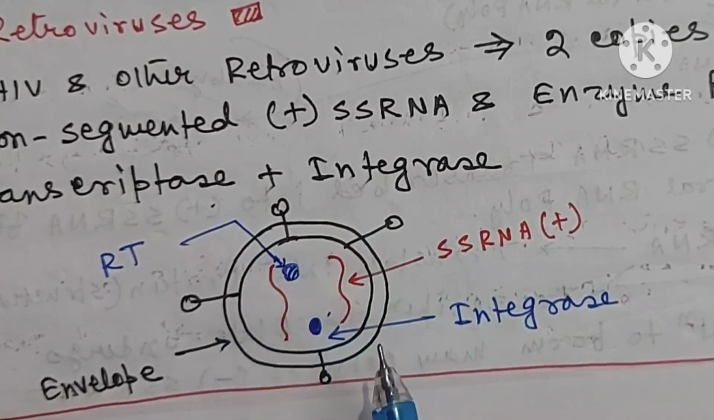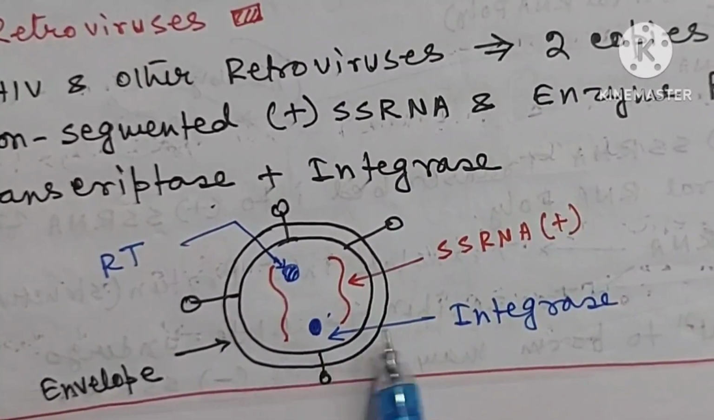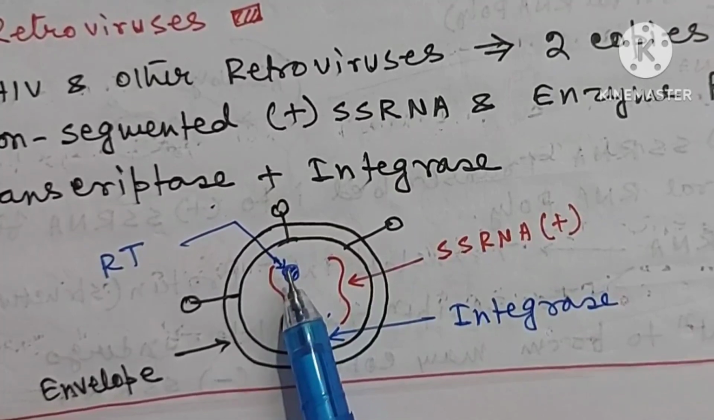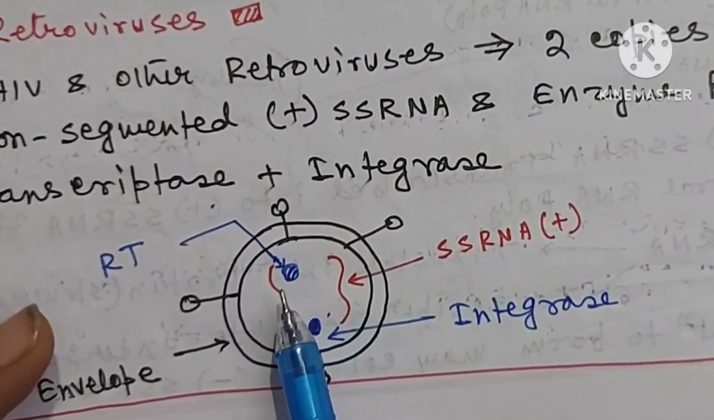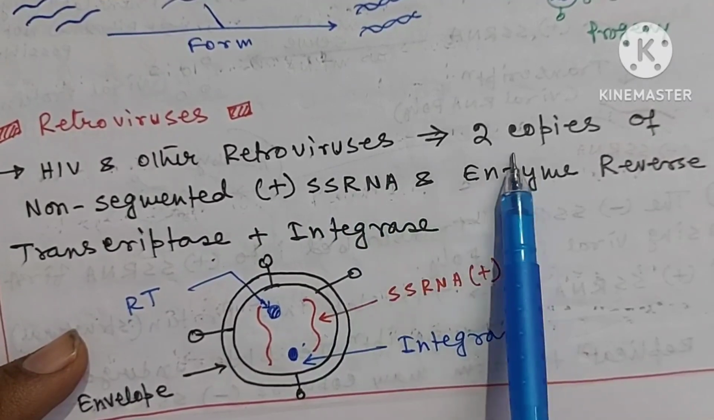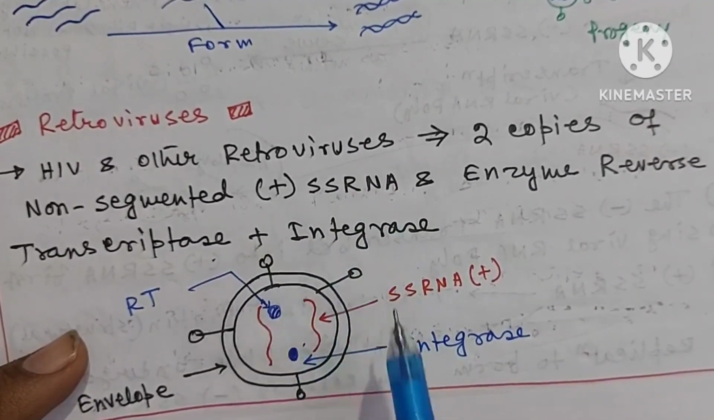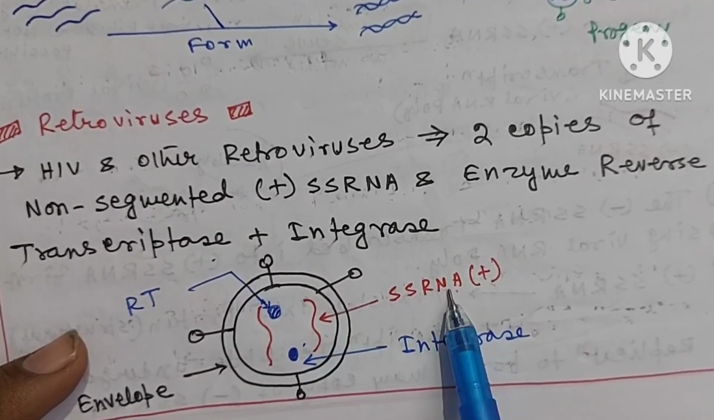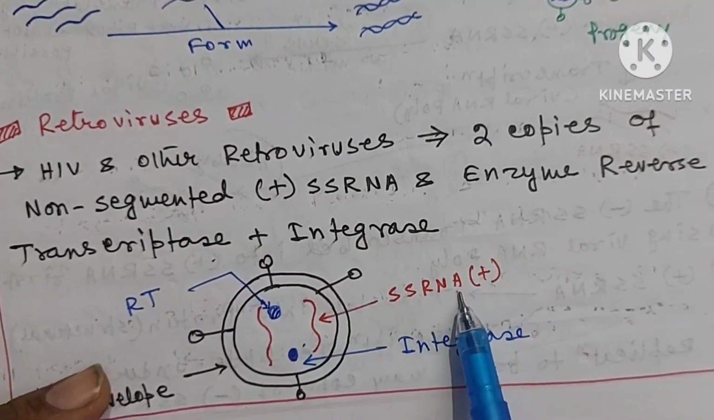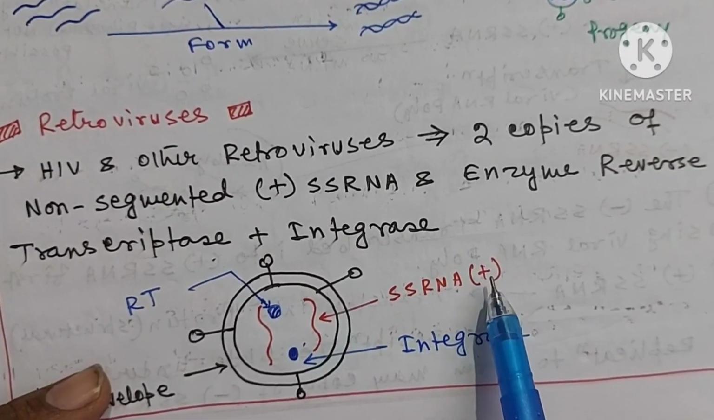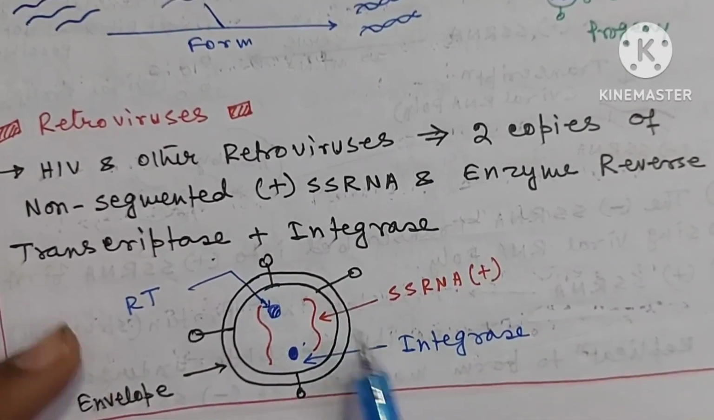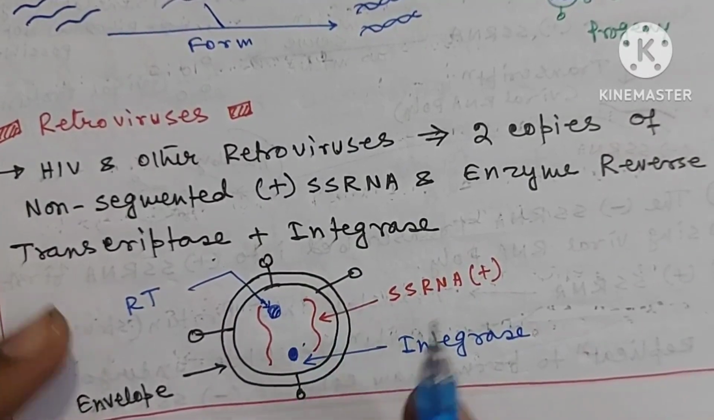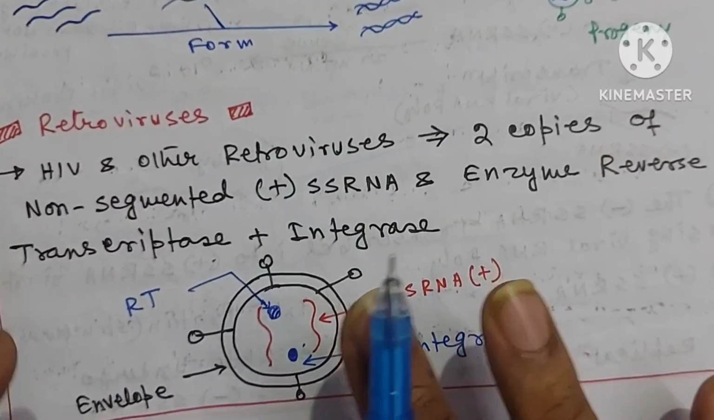Also, in retroviruses there are different types of enzymes. Since this is an HIV virus, there are two important enzymes, the integrase and the reverse transcriptase, and the reverse transcriptase enzyme was first discovered by David Baltimore. HIV and other retroviruses have two copies of non-segmented plus ssRNA. These are single-stranded RNAs, but plus-stranded, so they can be directly involved in translation. The enzymes reverse transcriptase and integrase are present inside these retroviruses and are utilized during their replication.